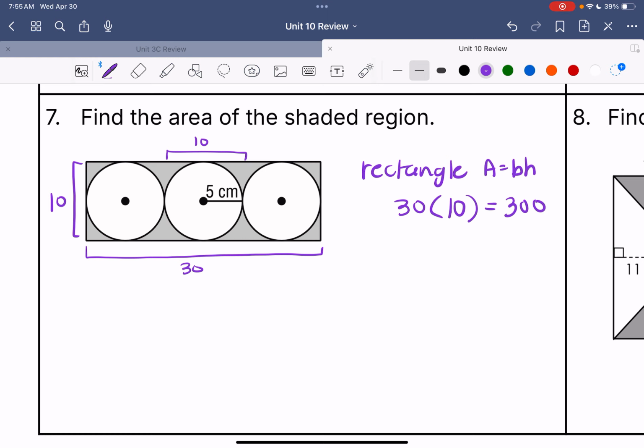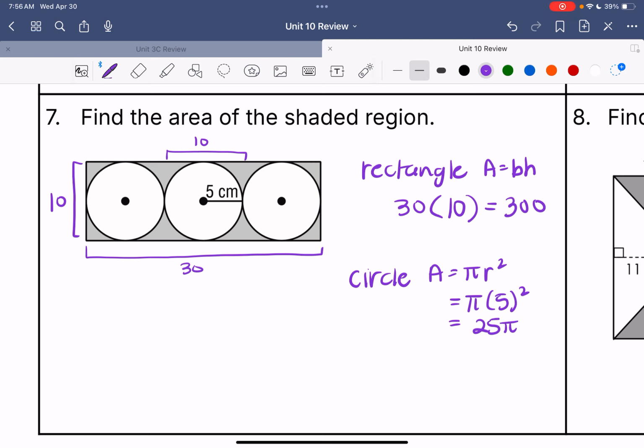Okay, but now let's look at those circles. Okay, so a circle is pi r squared, and we have our radius. Radius is 5. So I'm just going to plug that in. It would be pi times 5 squared, so essentially 25 pi.